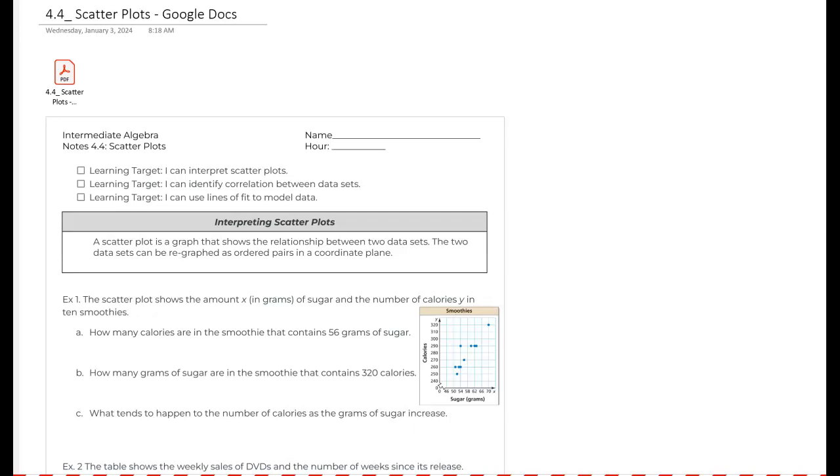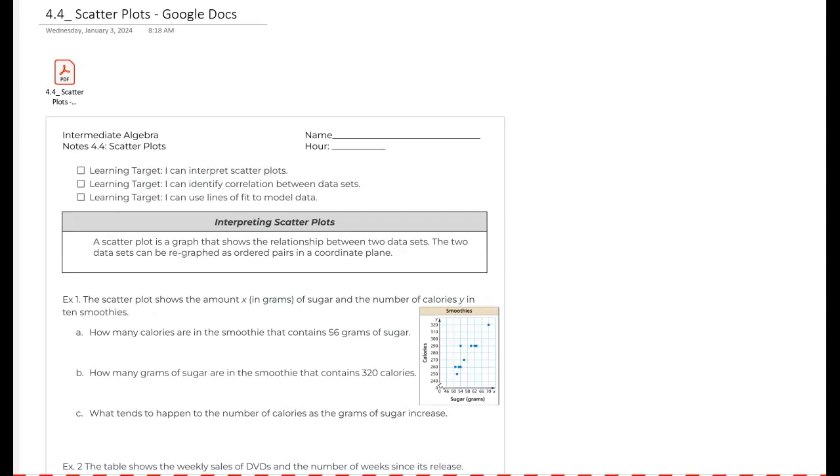So scatter plots is the fourth section of chapter 4. And what a scatter plot is, it's just a specific type of graph that shows the relationship between two different data sets. And it can be a lot of things. It could be somebody's height based on their age. It could be how much they can lift based on how much they work out. Things like that. You can think of a lot of scenarios that would work.